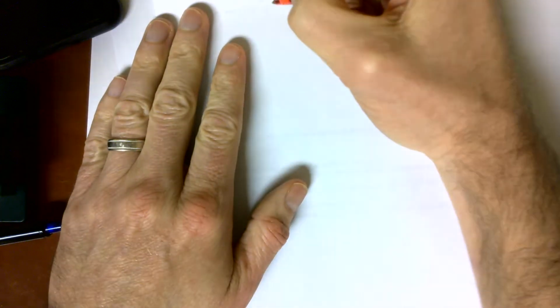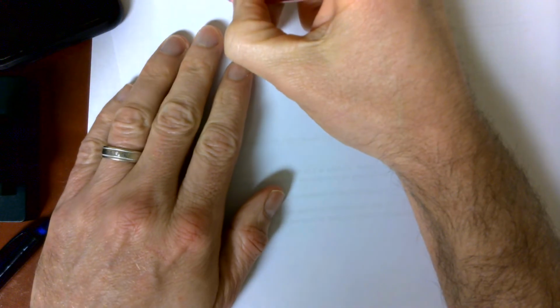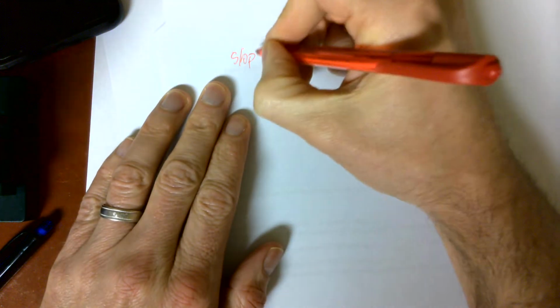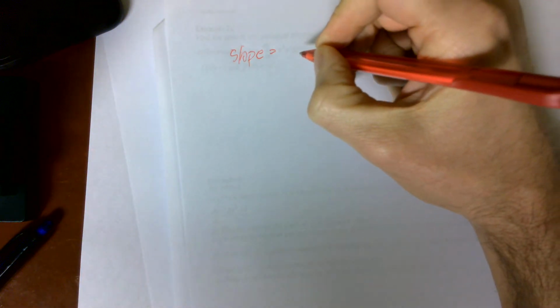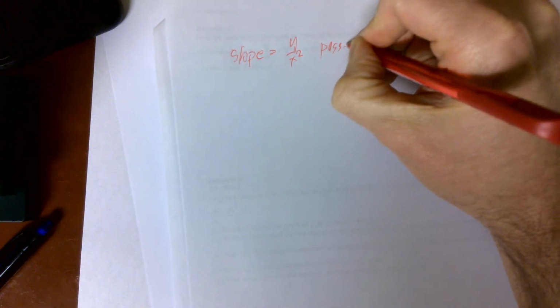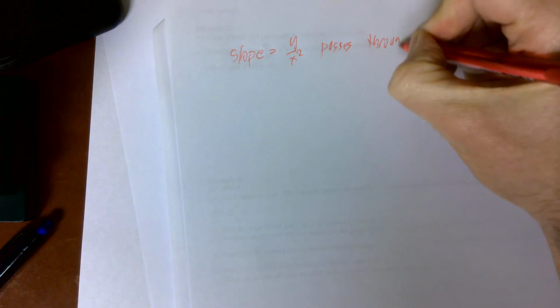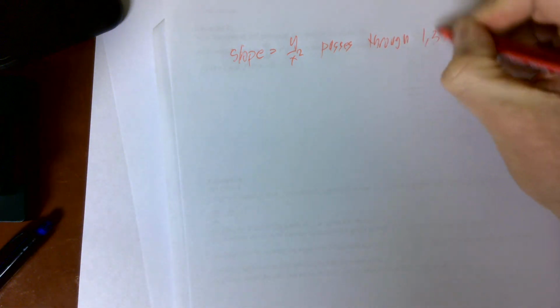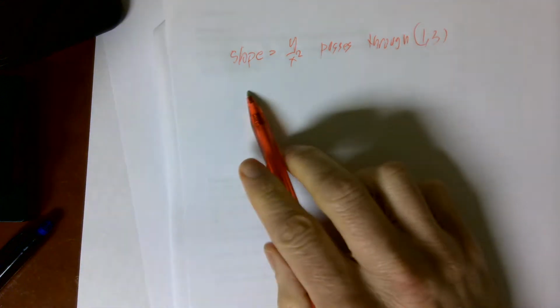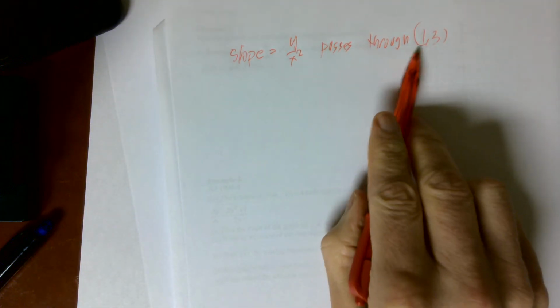What if I tell you the slope of the function is equal to y over x squared, and it passes through the point (1, 3)? So they want you to find a function whose slope is defined by this, and it passes through the point (1, 3).